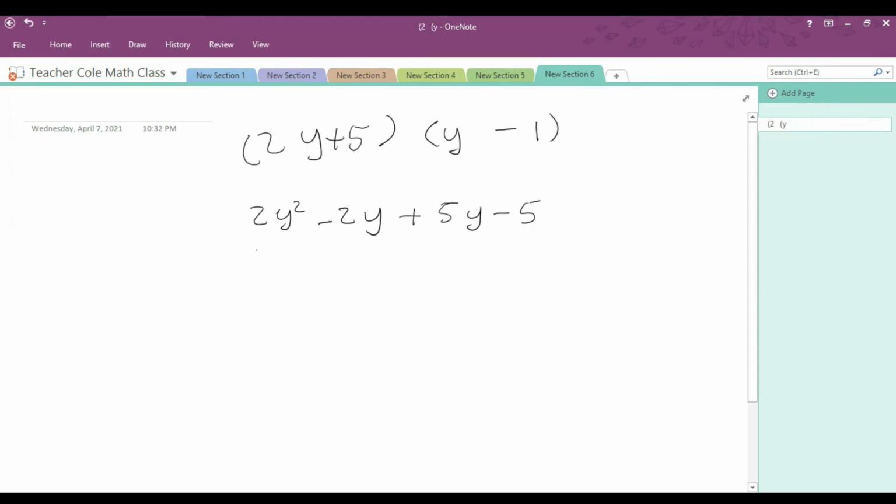Alright, so we're going to summarize this now. So now we should have the 2y squared. And in combining these, minus 2y plus 5y, that will give us a positive 3y minus 5. And that is our sixth question.